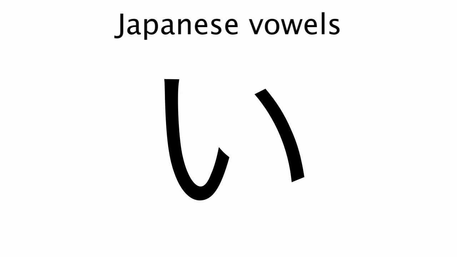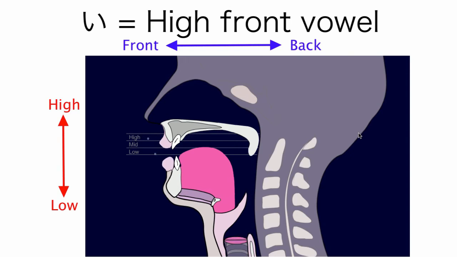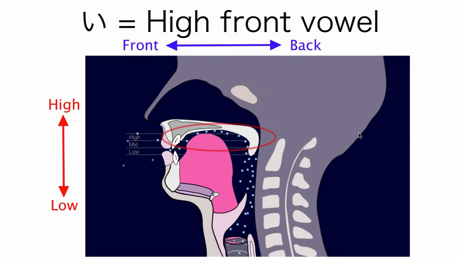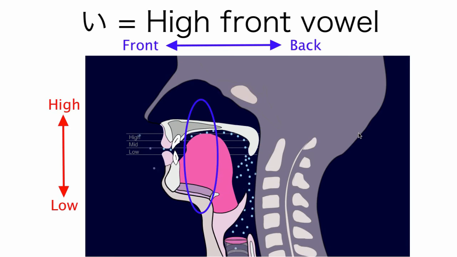The second vowel is I. Japanese I is called a high front vowel. Again, as the name tells you, when you pronounce this sound, your tongue is positioned at a higher level on the vertical dimension and at a front position on the front to back dimension.